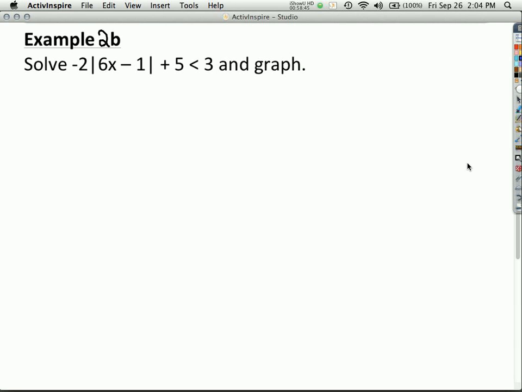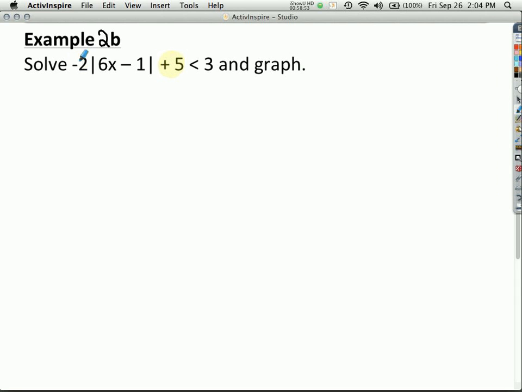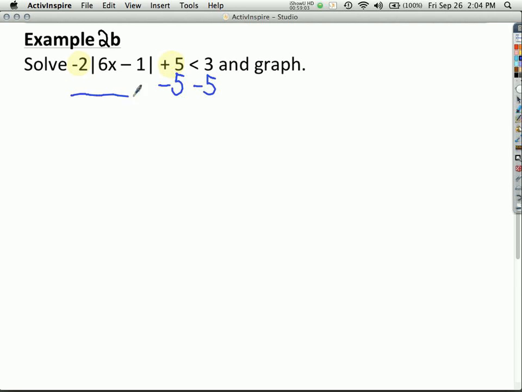Step 1, isolate the absolute value. So we have two things to get rid of to make the absolute value isolated. We have to get rid of this plus 5 and that negative 2. So subtract 5 from both sides. That's what will get rid of that. Disappears, and we're left with this.